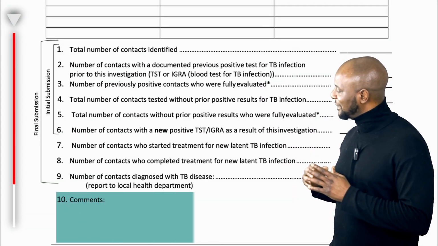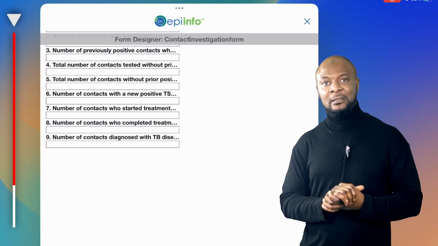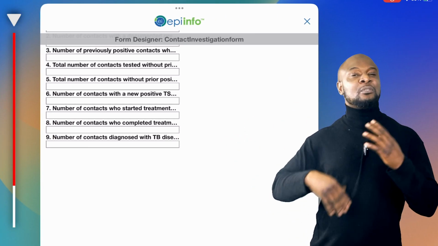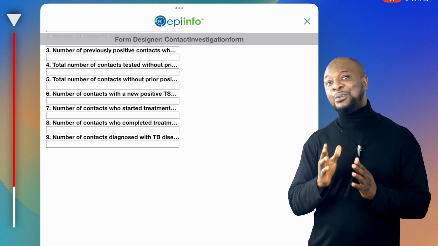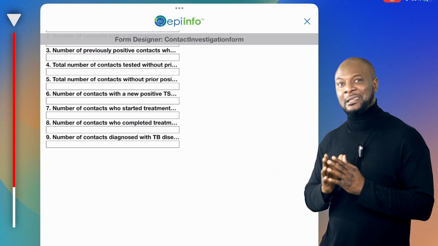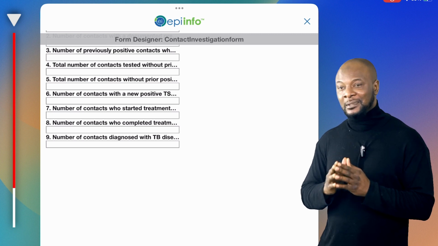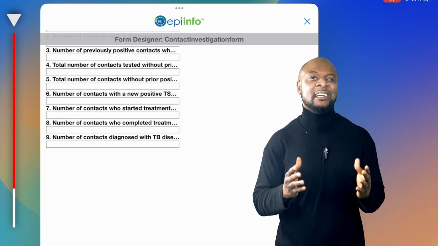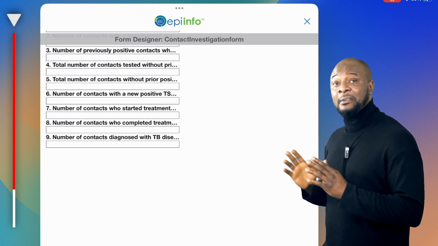That's number 10. But wait, what if we made a mistake in any of these previous fields that we have created? Can we go back and fix it, or we have to start all over again? Well, I hate to break the news to you. There's nothing that you can do when you make a mistake other than to just go back and fix it. All right, so that's very, very easy. I just wanted to scare you a little, right? So, and this is very easy to do.